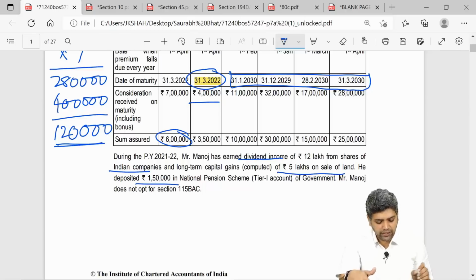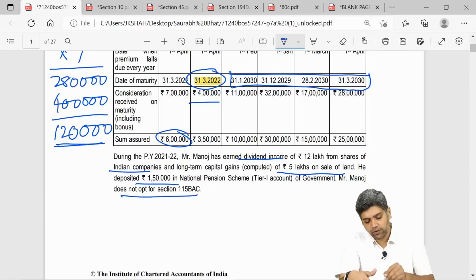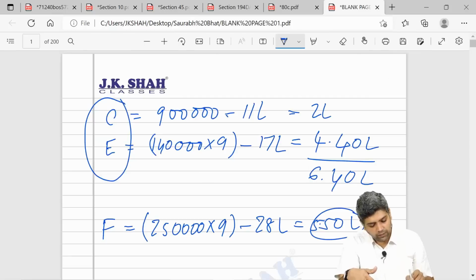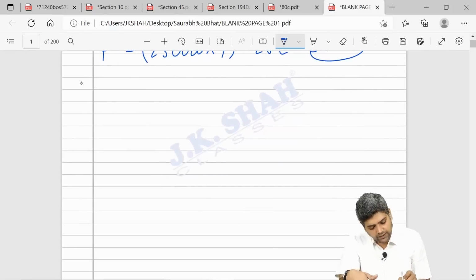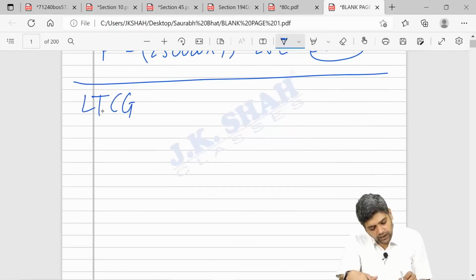He deposited 1,50,000 in the NPS tier 1 account of government. He does not opt for 115BAC. So what is the income arising to Mr. Manoj? I can just scribble it down over here. I will say long-term capital gain arising to Mr. Manoj is 5 lakh rupees.